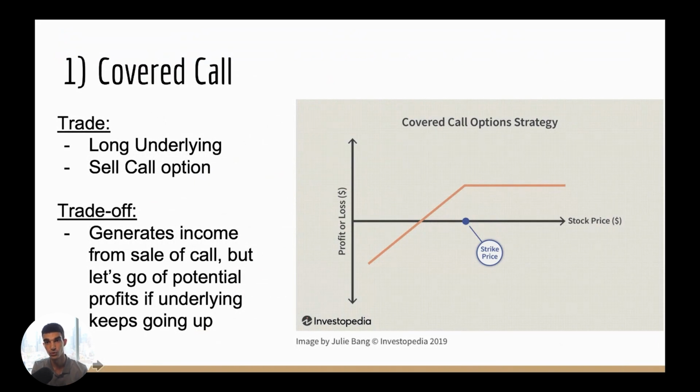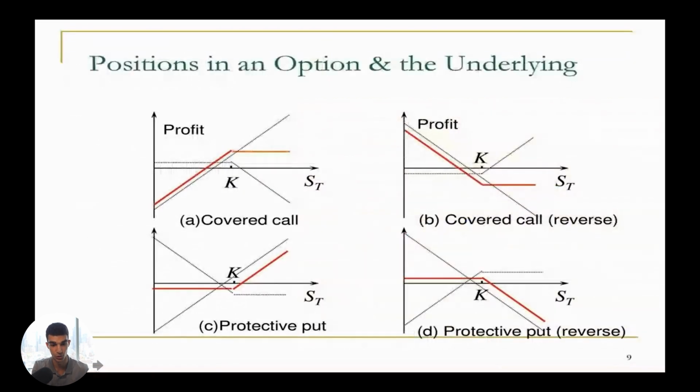Now, why would you want to do it? Like we showed before, because you will be generating more income if the underlying goes down, but you will let go of potential profit if the underlying goes up, which is shown here. You're making more money than just holding in this part of the graph, but you will forego some additional profit in this part of the graph.